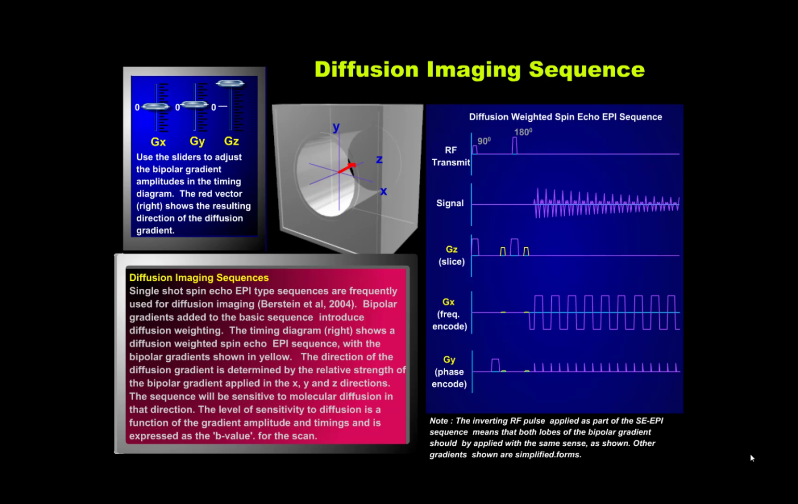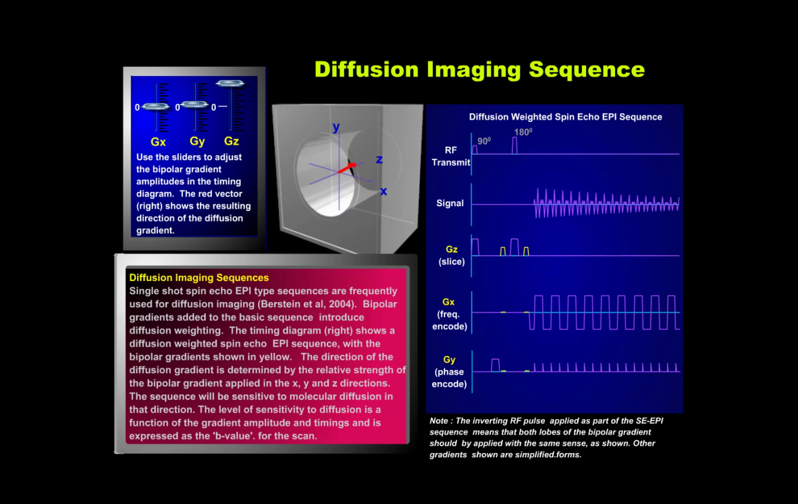Okay, so the bipolar gradient has introduced this sensitivity to diffusion. But how much sensitivity has it introduced? Is the sequence really sensitive to diffusion, or just a little bit? Well, what determines that is the strength and duration of the bipolar gradient. So that's the low-level physicsy thing that's going to determine how sensitive the sequence is to diffusion.